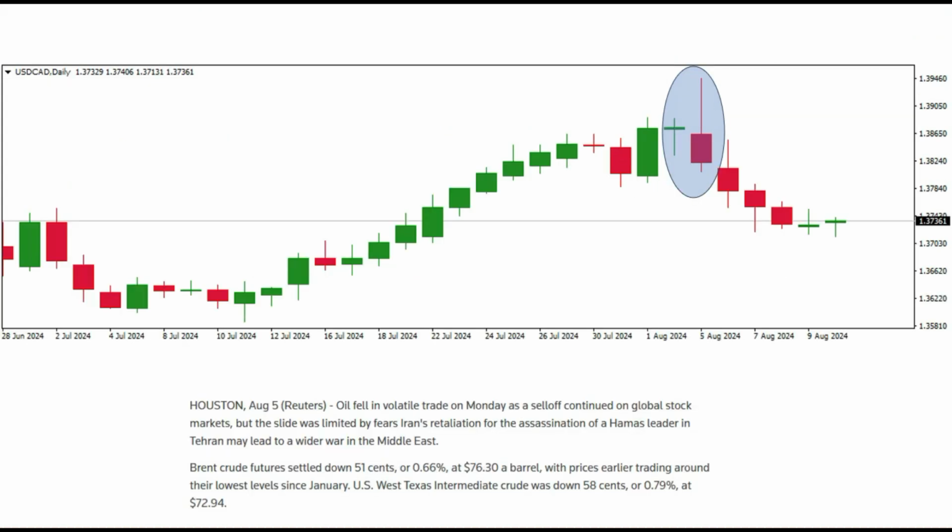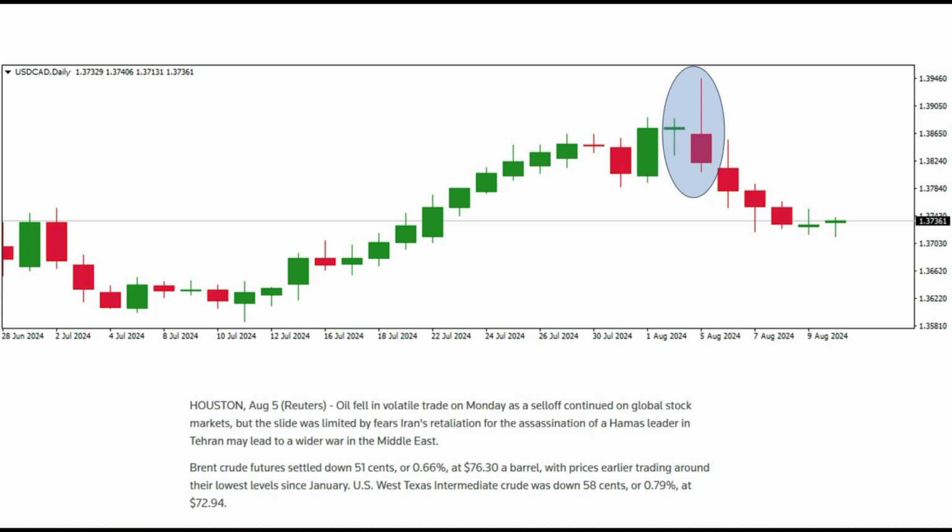Now we are going to example number 3. Sometimes news that is not calendar news, just ordinary news, can move the market, and we need to understand the engulfing pattern. I will give you just one example.